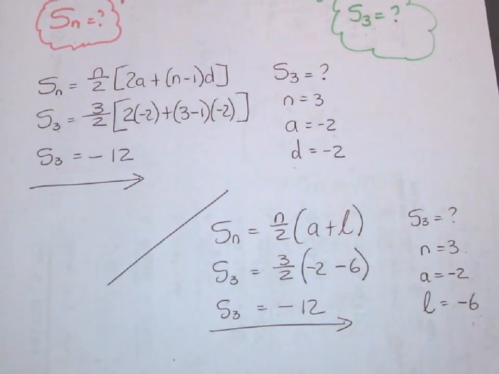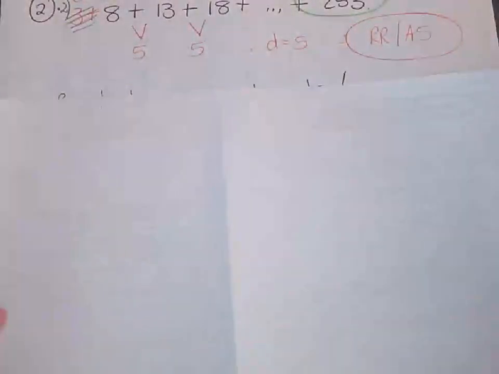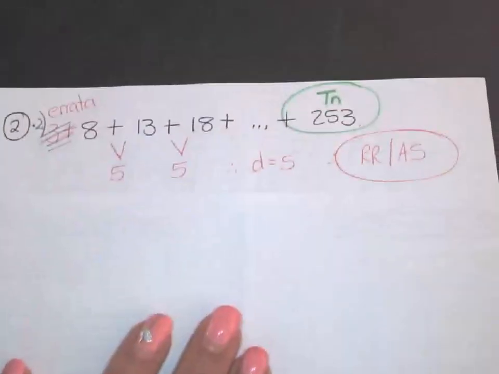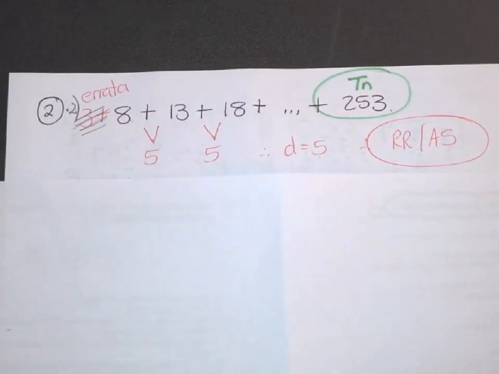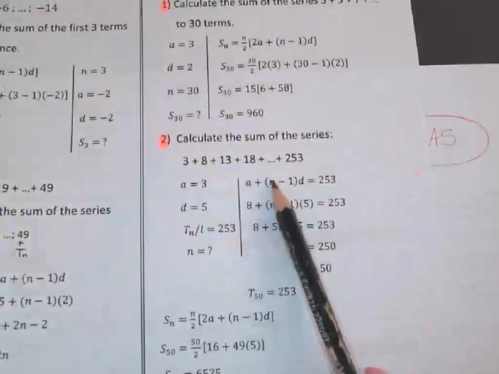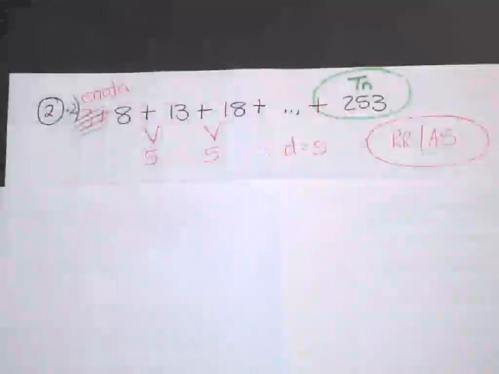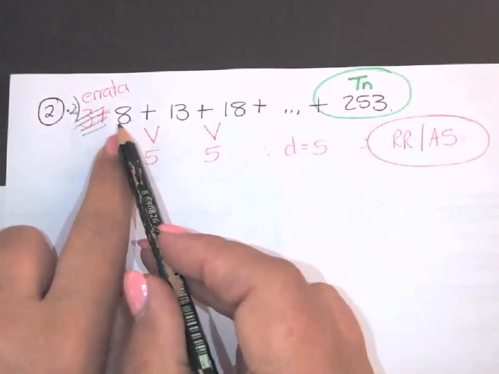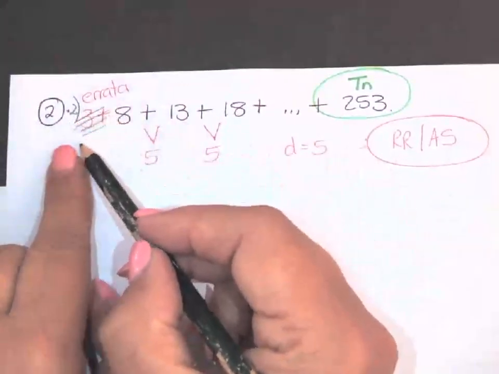Let's look at another example. Now you have to go and search for this one. It's example 2's number 2. This one. There is an errata. Our series must start with 8. So cross out the 3 plus.